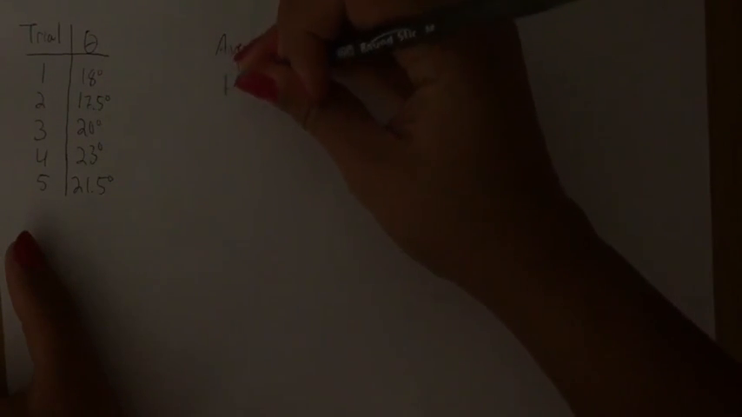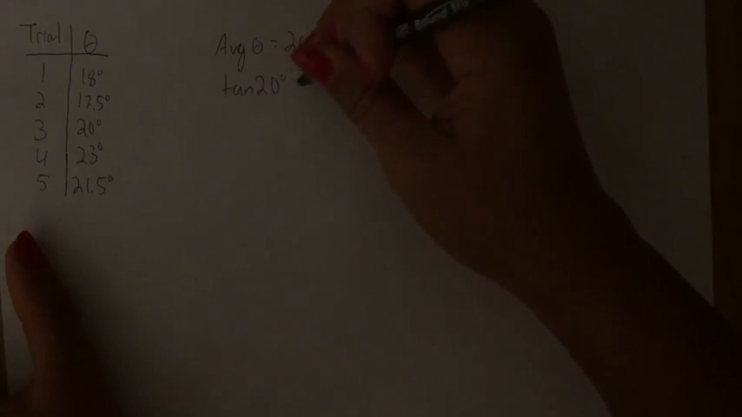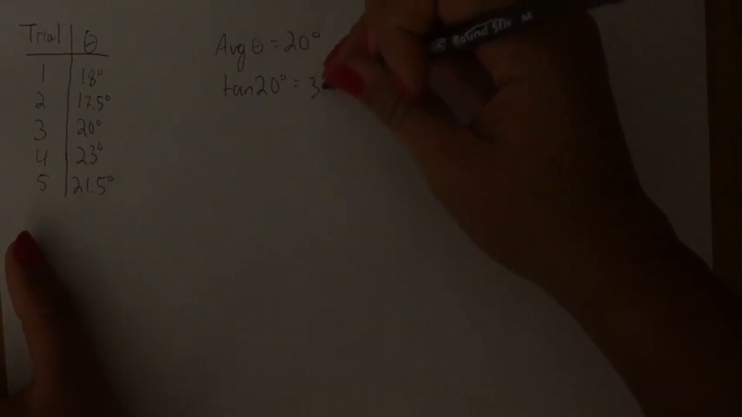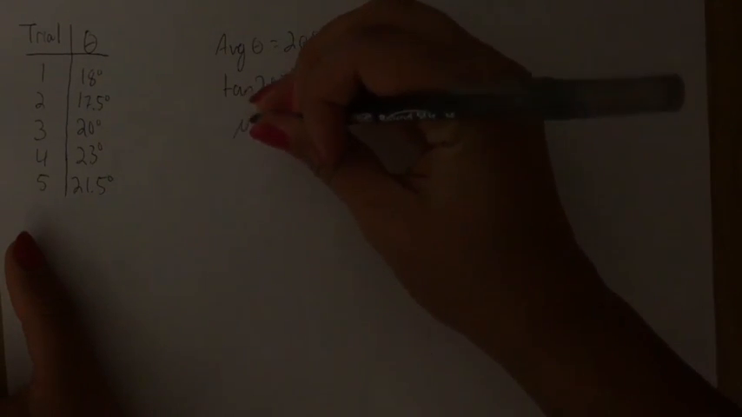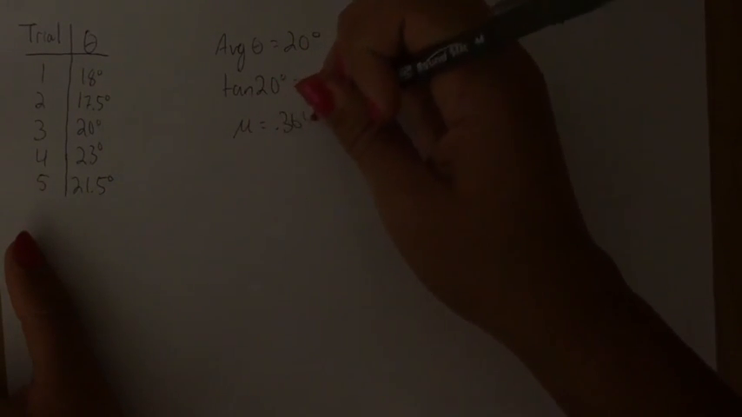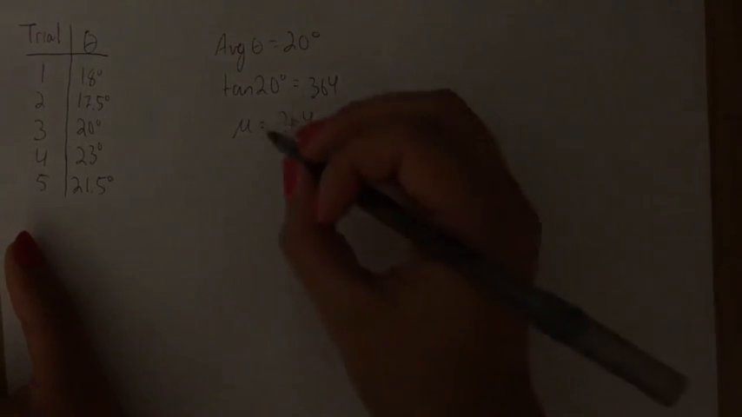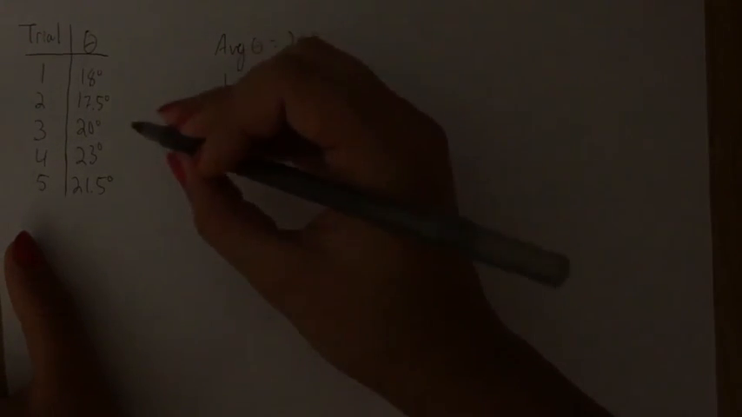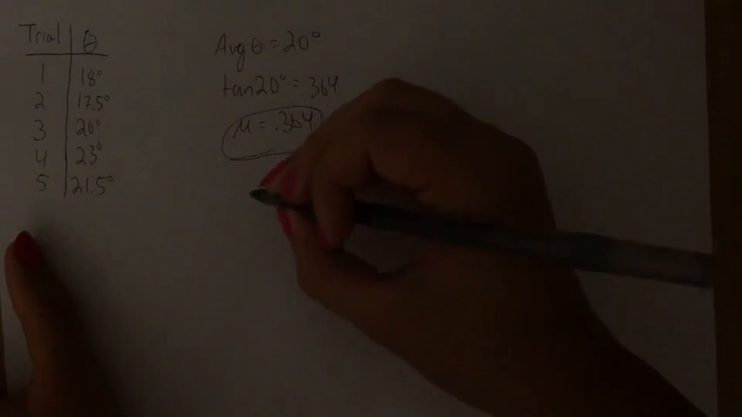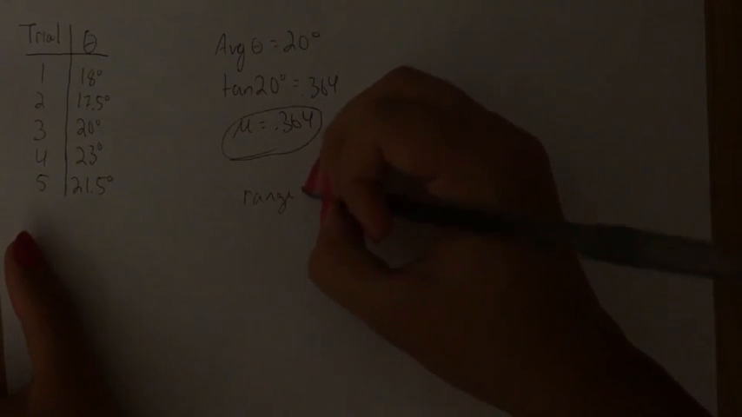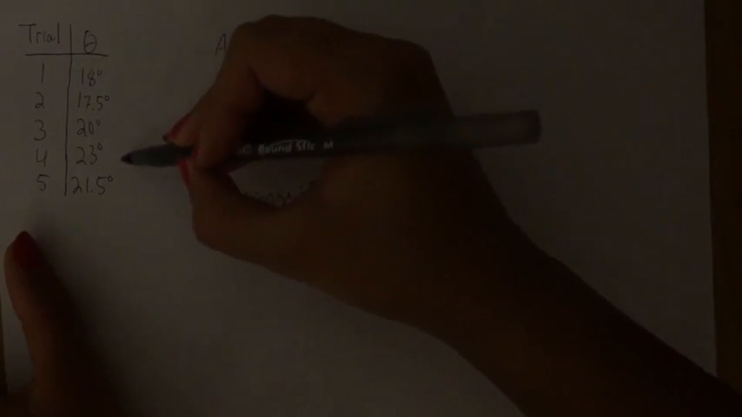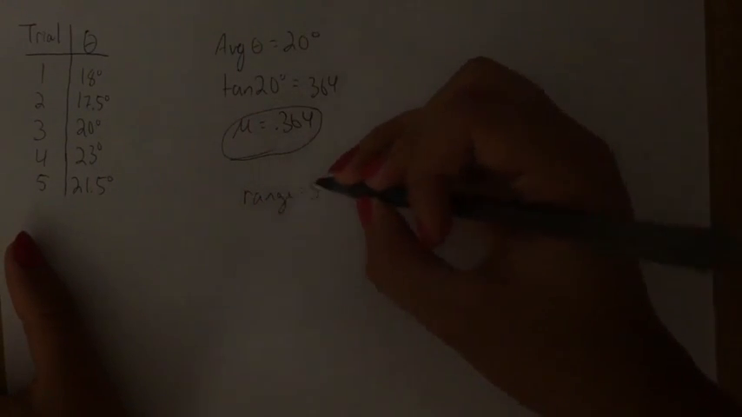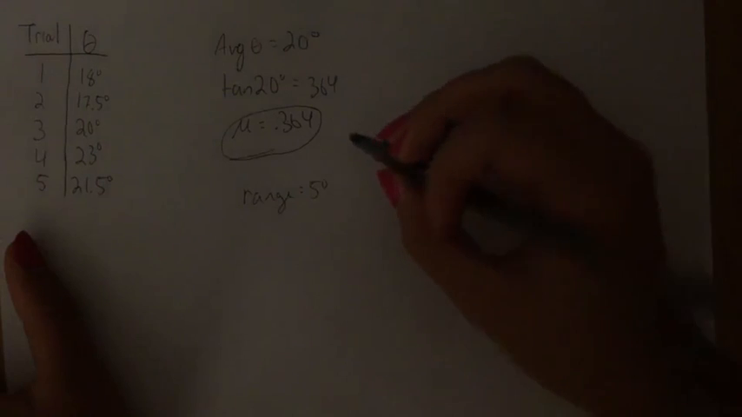was 20 degrees. So to find the coefficient, we had to do tangent of 20 degrees, which is equivalent to 0.364, which means that the coefficient is 0.364. And so obviously that's not perfect considering how big of a range we had here. So the range, to be exact, was 5 degrees, because 18 was the minimum value and 23 was the maximum value.